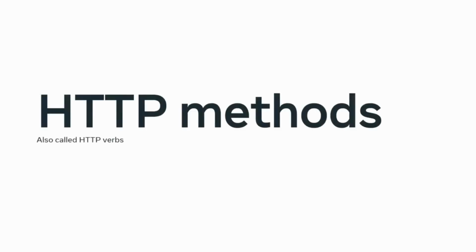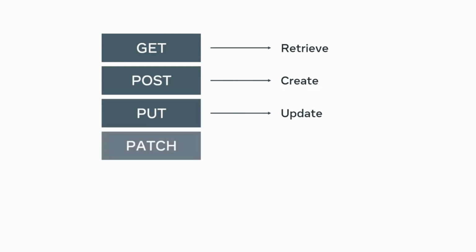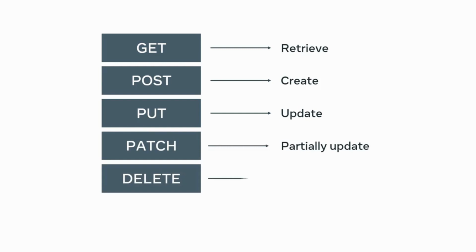Now, let's move on to some common HTTP methods. HTTP methods are also called HTTP verbs. There are 5 methods commonly used when accessing content over HTTP. They are GET, which retrieves a resource; POST, used to send data to the server and then create a record; PUT, which updates the whole resource; PATCH, which you use to partially update a resource; and DELETE, which deletes a resource.